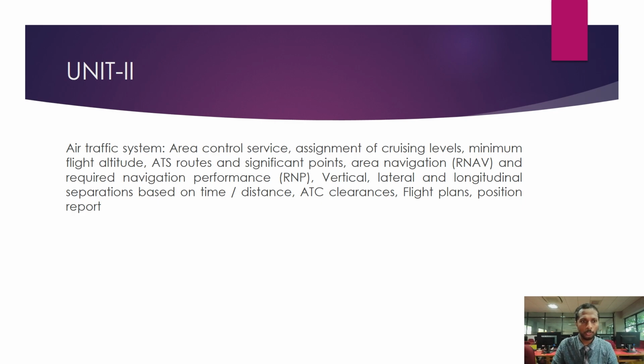In unit 2, you will study about the air traffic systems, where you are studying the area control services, cruise level, minimum flight altitudes, significant points, area navigation systems, and area performance. Then the lateral and longitudinal separations based upon time and distance, that is nothing but the range and endurance, and how the ATC clearance will be there, and about the flight plans or the flight paths.